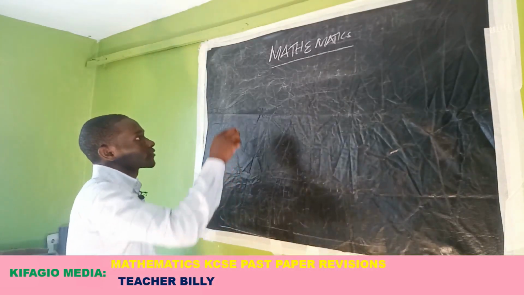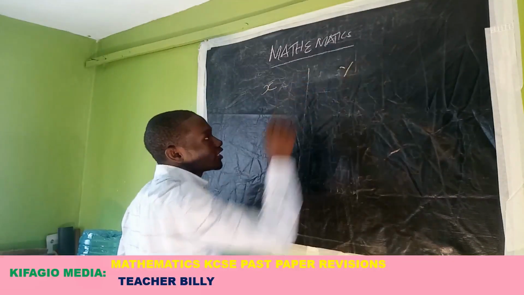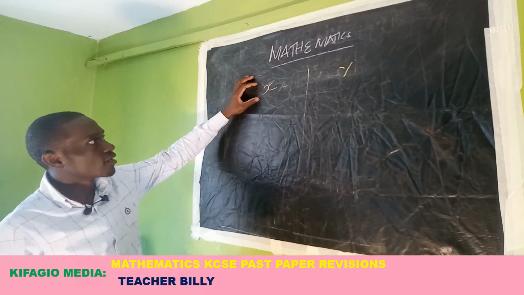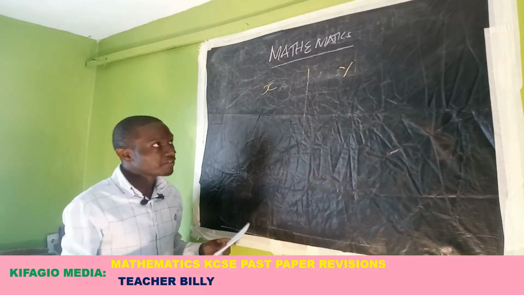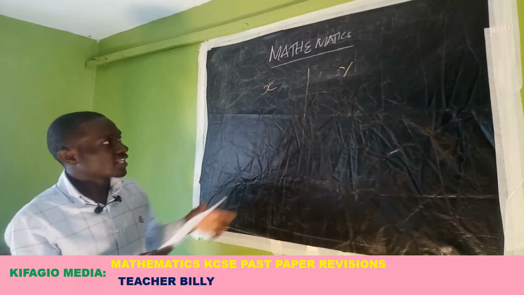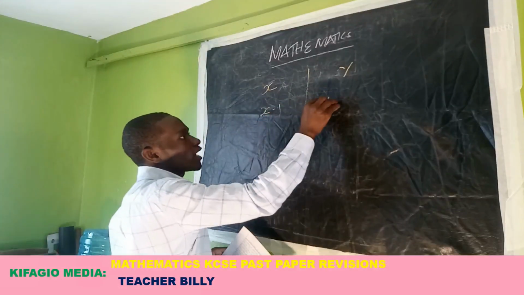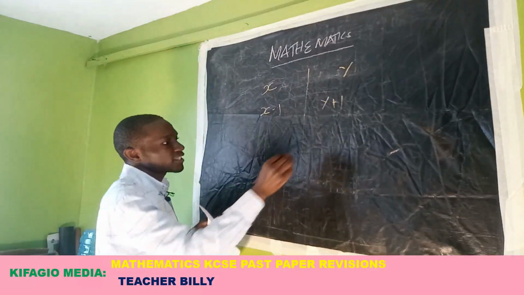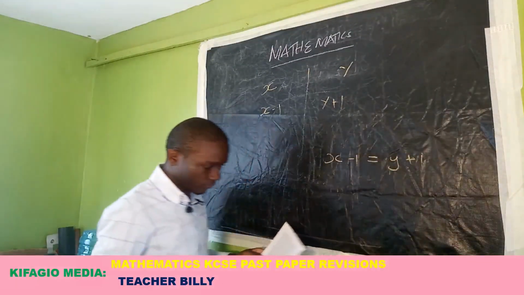Class, don't panic. This is a question testing you on algebra. Since you are dealing with two people, X and Y, just say let the number of goats owned by person X be X and the number of goats owned by person Y be Y. If X gives Y one of his goats, then he will remain with X minus 1 goats and Y will have Y plus 1 goats. They tell us that they are going to have an equal number of goats, meaning that X minus 1 is equal to Y plus 1.